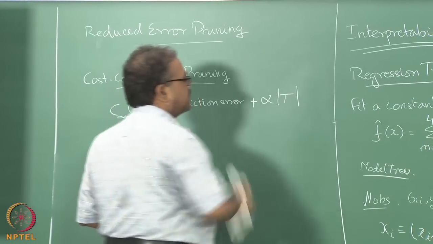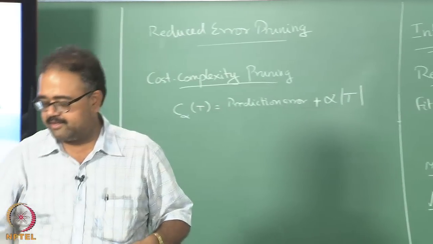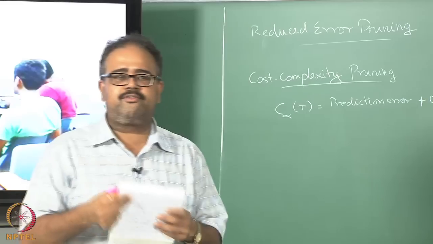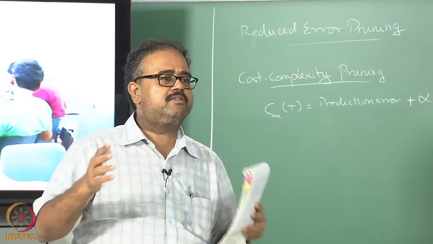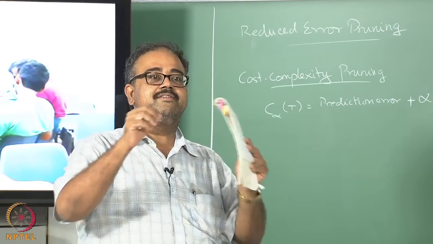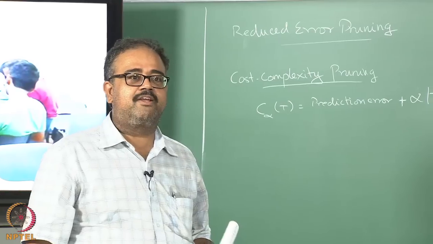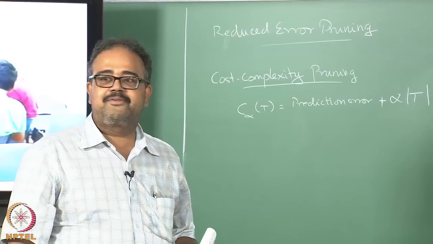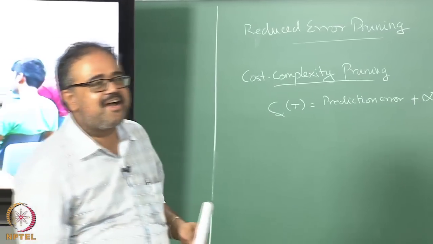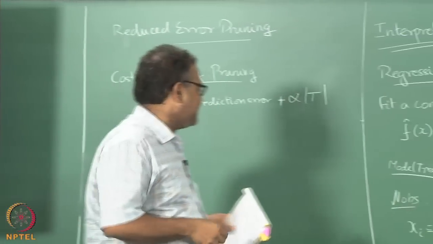Great. So that is something which you pick. Since the magic word has been introduced, you pick alpha by cross validation. Who asked the alpha question? I'll tell you about cross validation in a while.